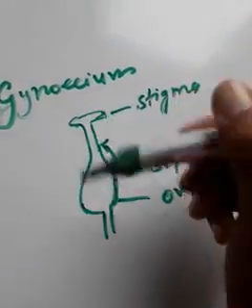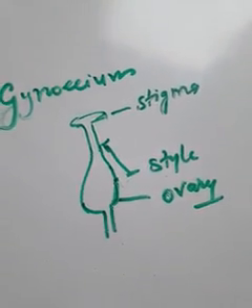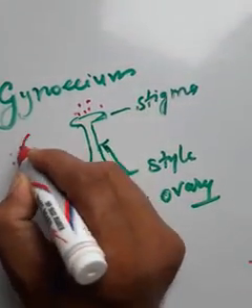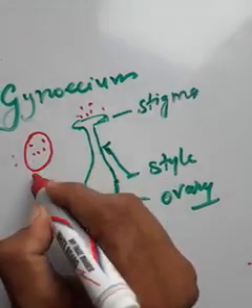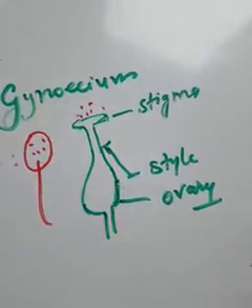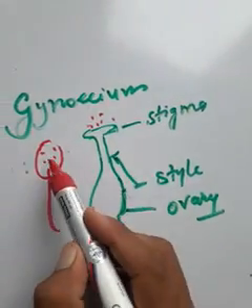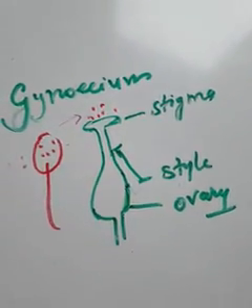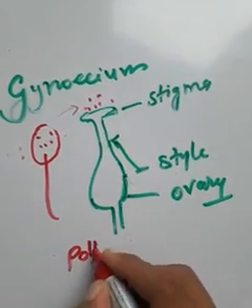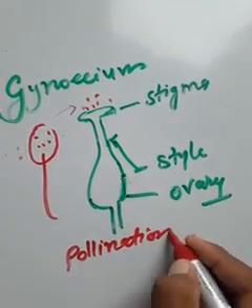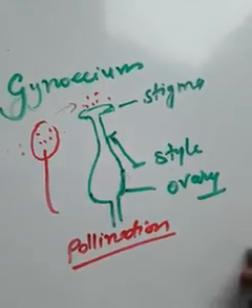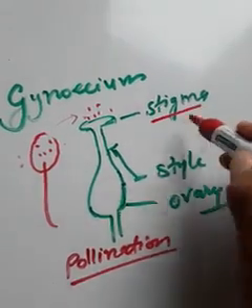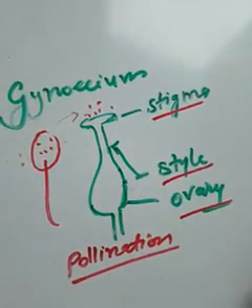The function of the stigma is to catch the pollen grains. Pollen grains from where? From the anther. Those pollen grains develop in the anther, and after that they are transferred where? To the stigma, and that process is known as pollination. This is the pollination process. And there are three parts of the carpel: stigma, style, and ovary.